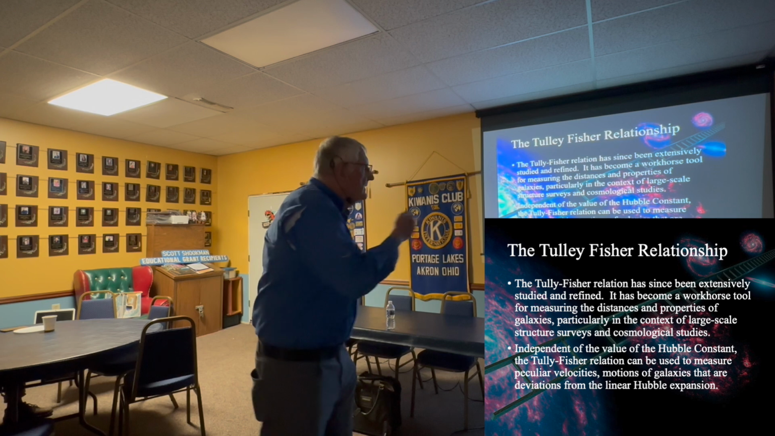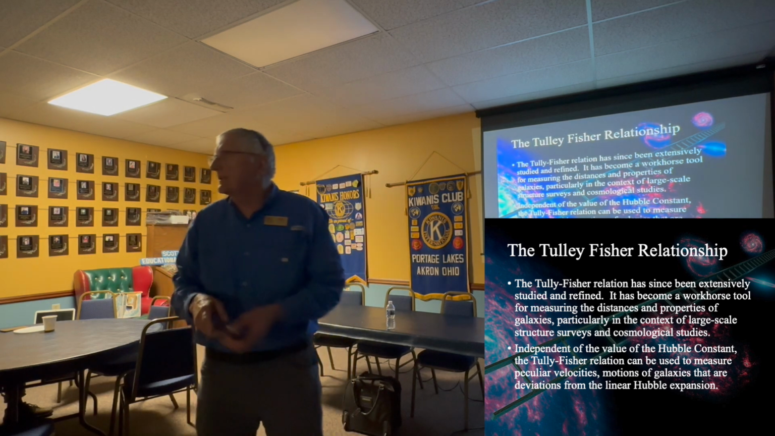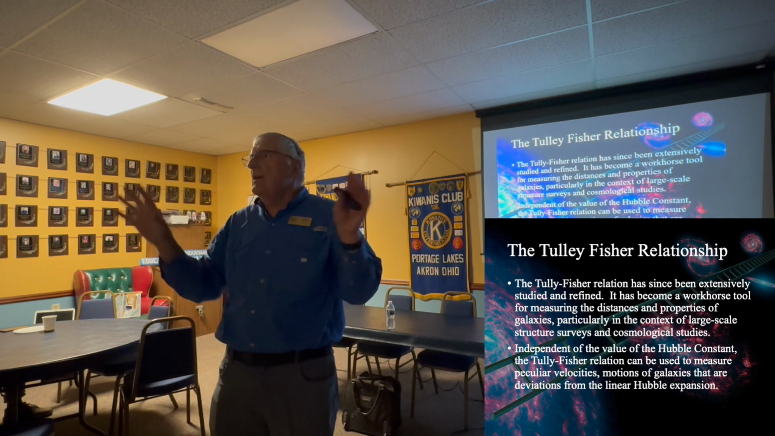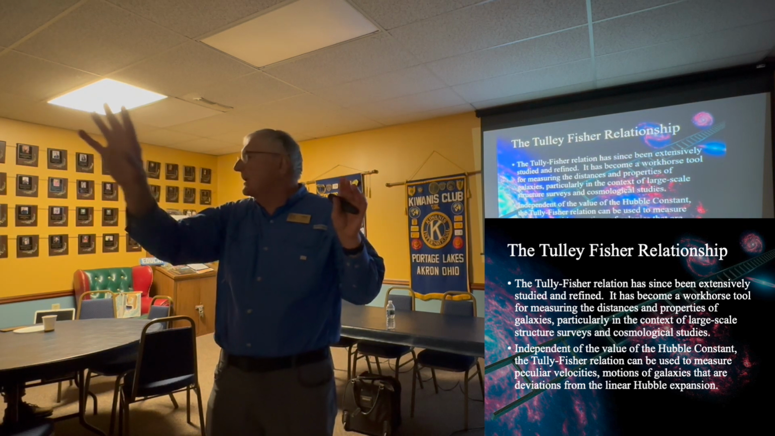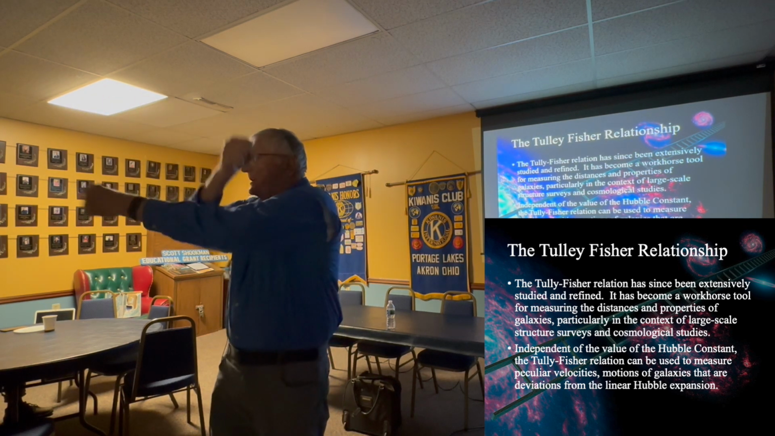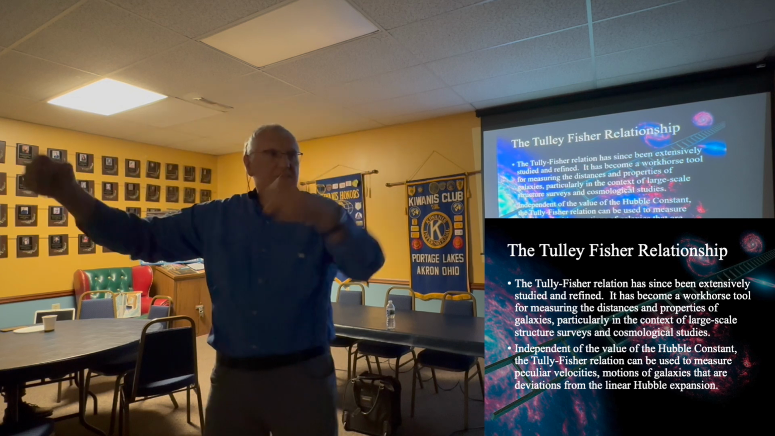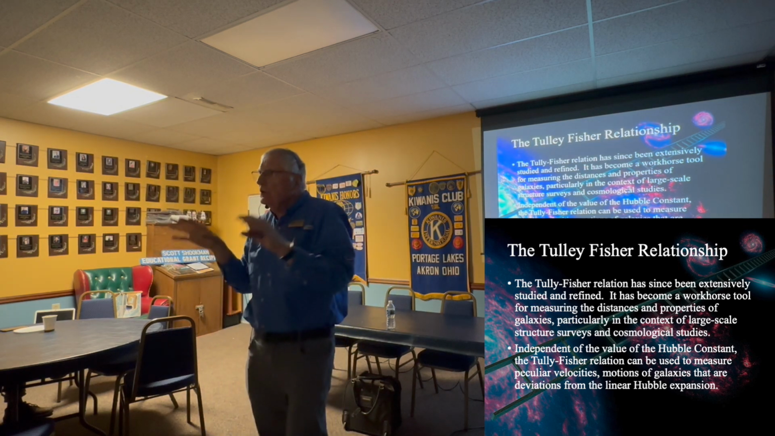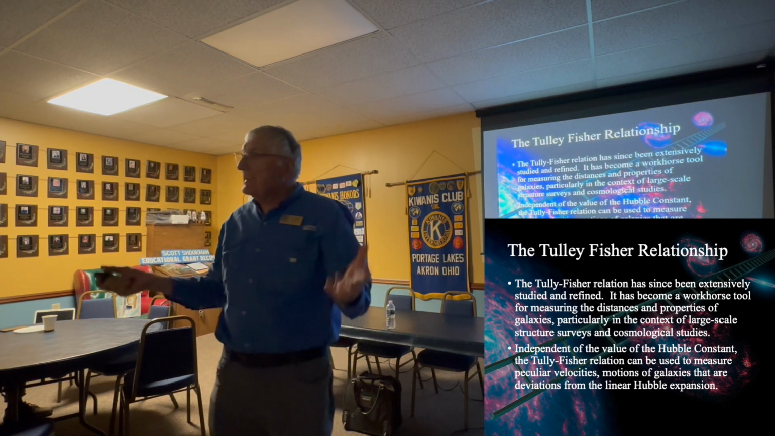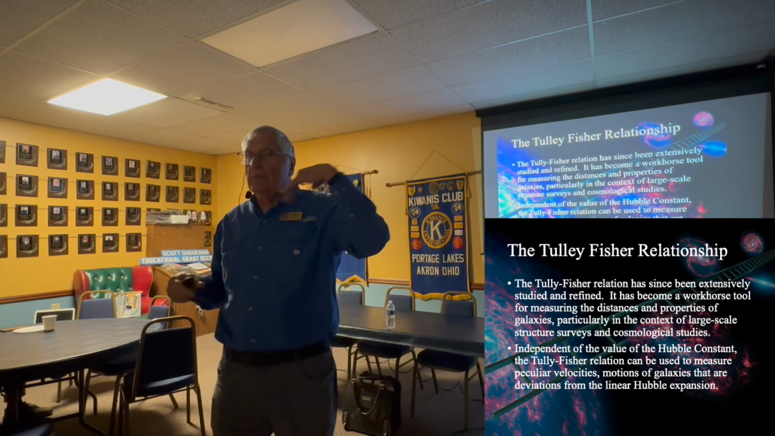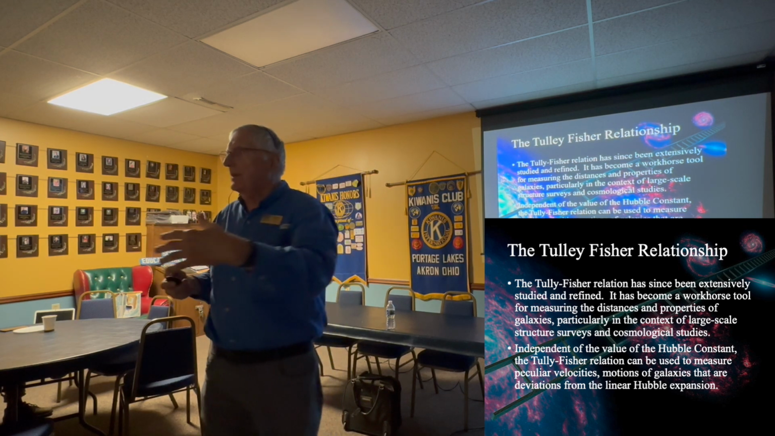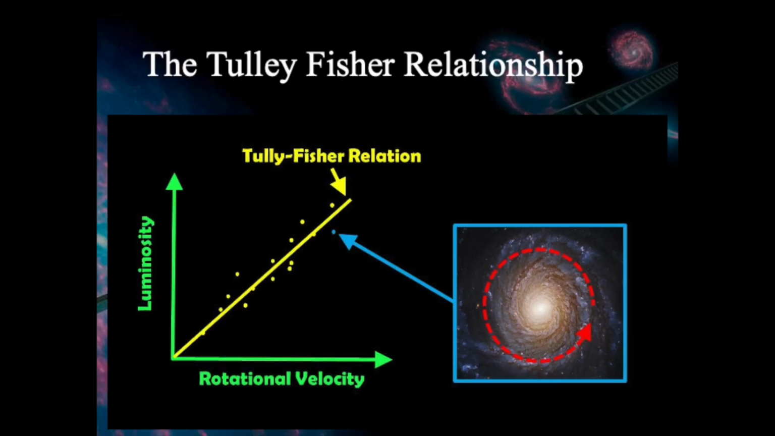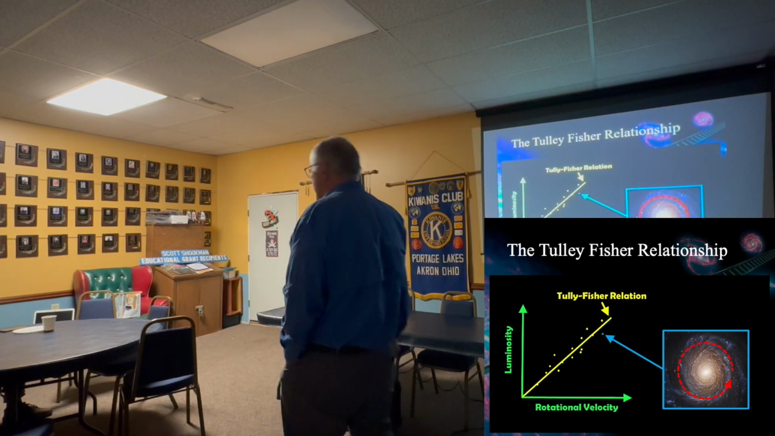So this is also independent of the Hubble constant. It takes care of the fact that the galaxy might be moving towards or away from you because it's rotating around the other galaxies in the cluster. It's called the peculiar motion. And so this cancels that out, which is one of the things that sort of corrupts the Hubble constant. So this is how it works out, where you've got the rotational velocity and luminosity.